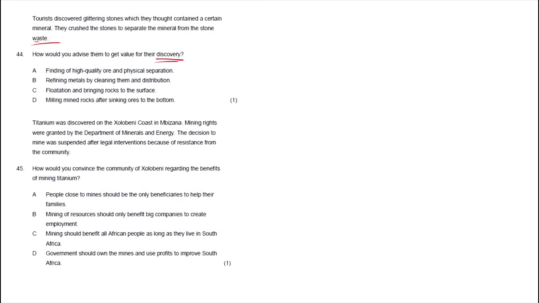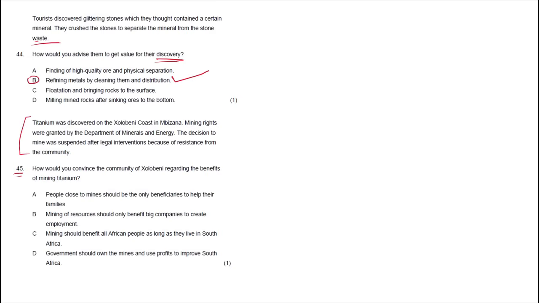So the correct answer will be B, by refining metals, by cleaning them and distribution. So this would be how we would advise them. So they need to refine the metals by cleaning them and then distribution.